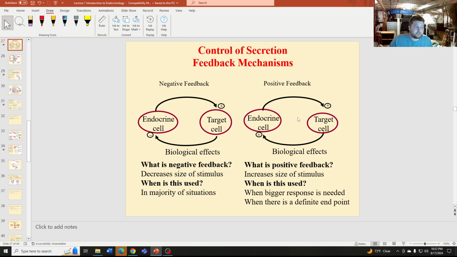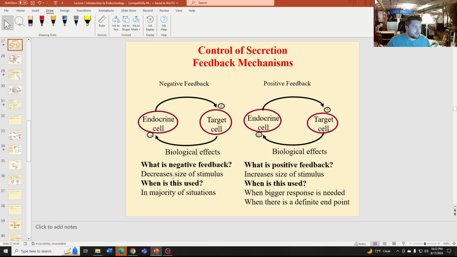Positive feedback, which is much rarer. There's only one or two examples that we will go over in the course of this class, where we actually talk about a positive feedback loop. So much more rare. Most of the things will be negative feedback, but basically the endocrine cell releases a hormone, acts on a target cell. The target cell is then going to stimulate the endocrine cell to release more of the hormone.